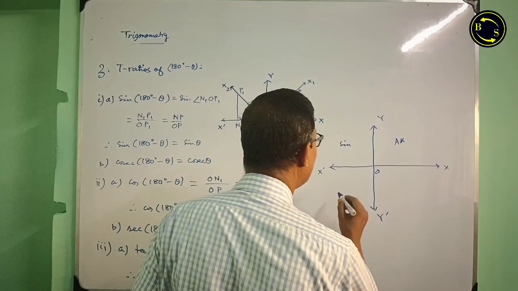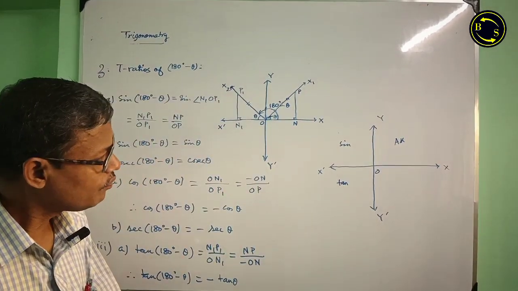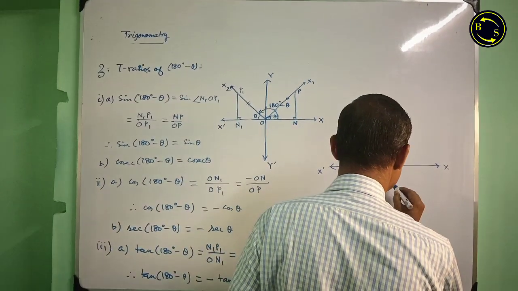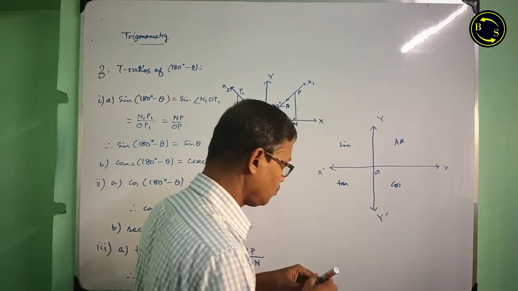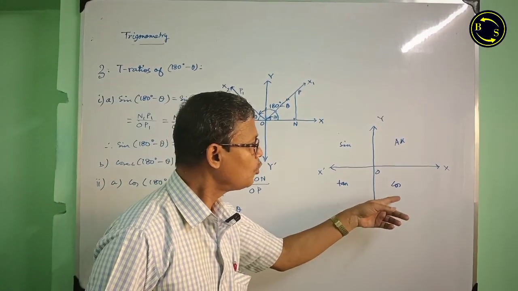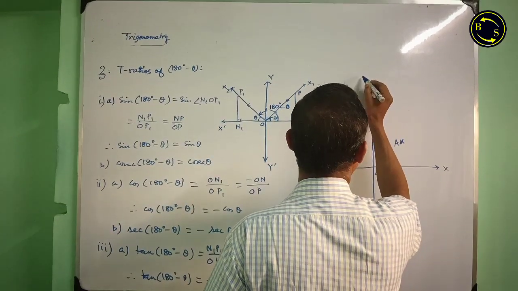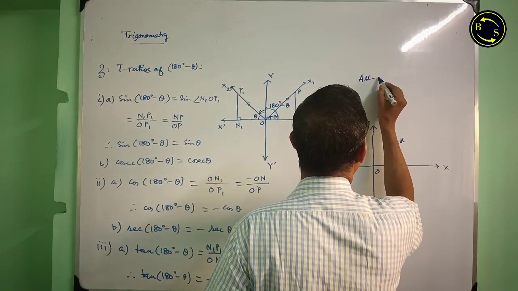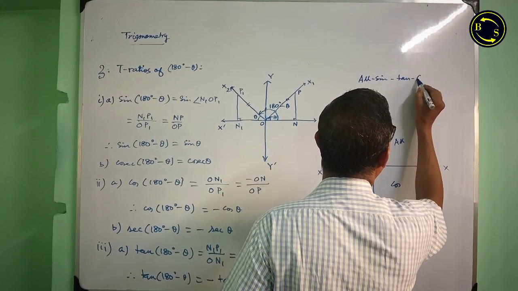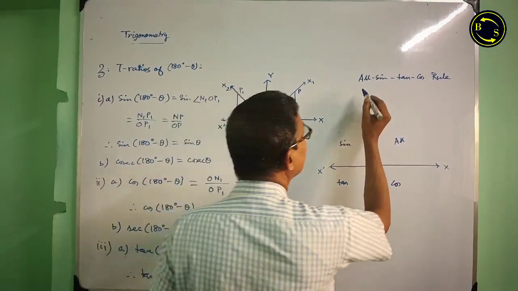Then tan ratio will be positive in the third quadrant, and cos ratio, as well as sec, will be positive in the fourth quadrant. Thus we get the so-called all sine tan cos rule.